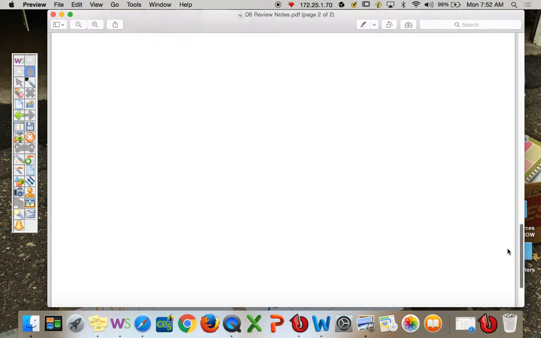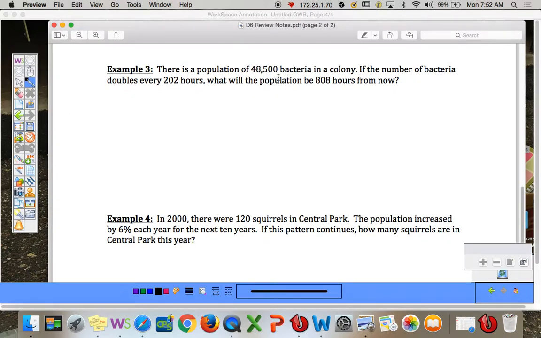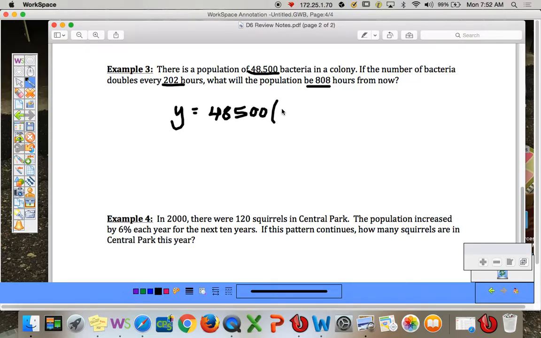Let's try the next, there's two left. There's a population of 48,500 bacteria in a colony. The bacteria double every 202 hours. What will the population be in 808 hours? Okay, so this is doubling. So let's start with our initial population, 48,500. And it's doubling, so our growth rate is 2. And x stands for every 202 hours.